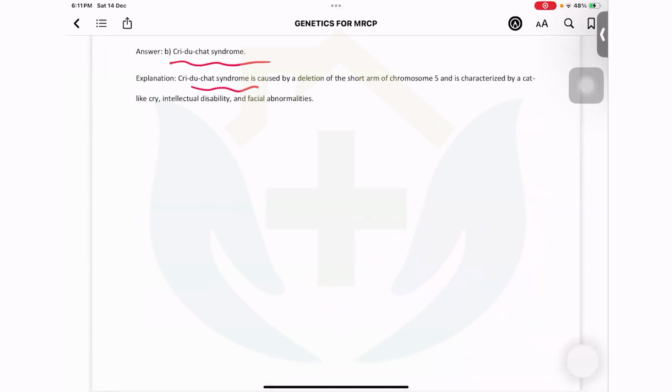It is caused by the deletion of the short arm of chromosome number 5. The children cry like a cat and they have intellectual disability because their frontal lobes are small sized, and facial abnormalities. This is how they look. Microcephaly with hypertelorism and facial abnormalities. This is how they usually look. It is Cri-du-chat syndrome, 5p deletion.